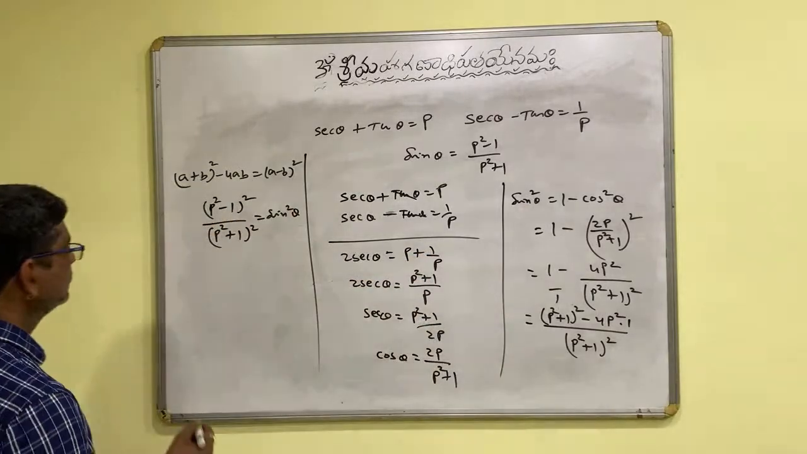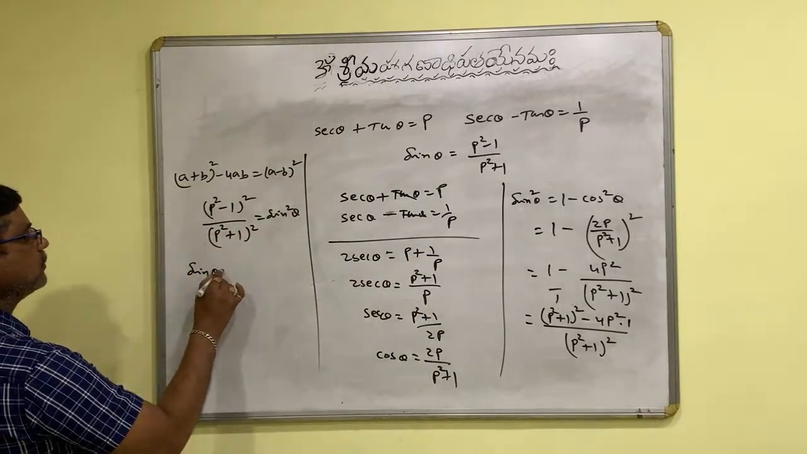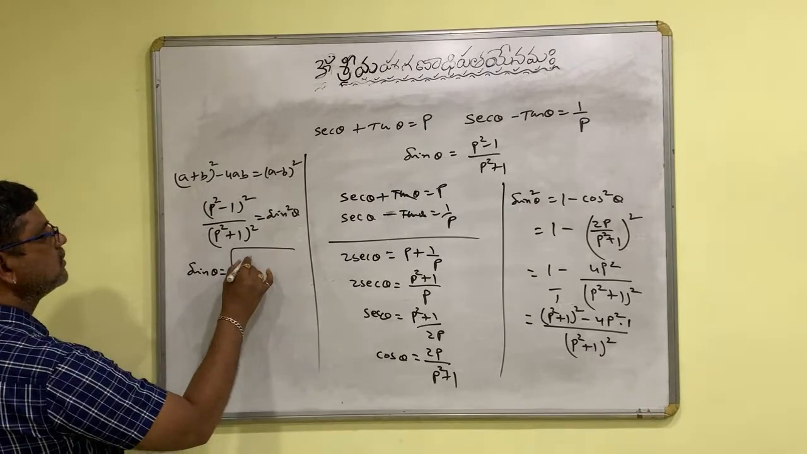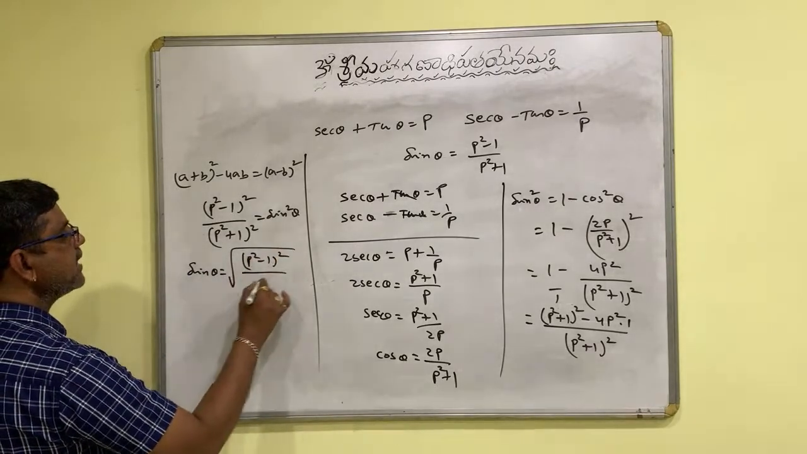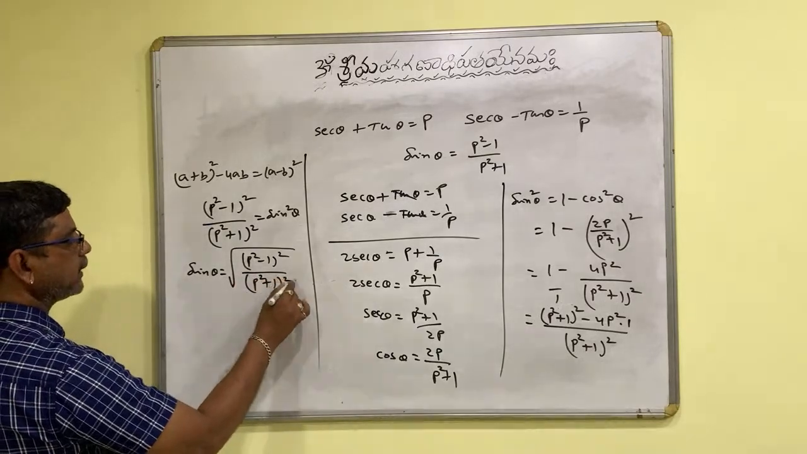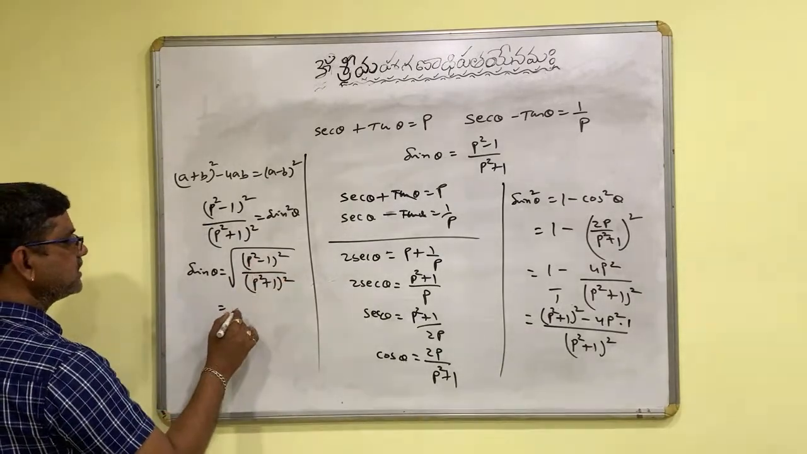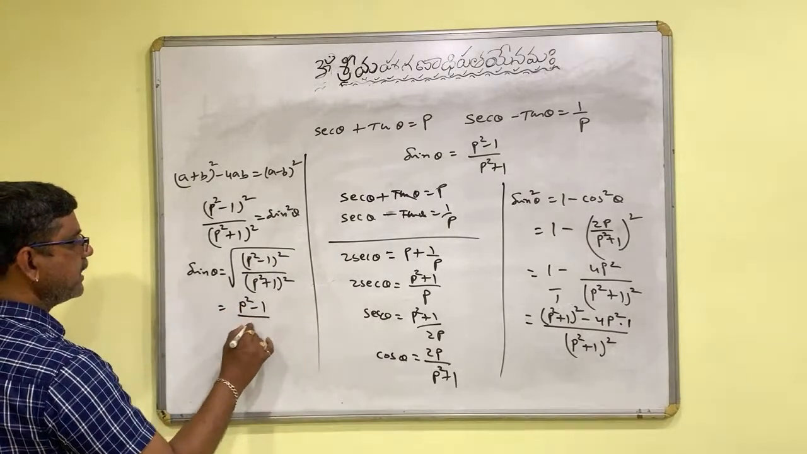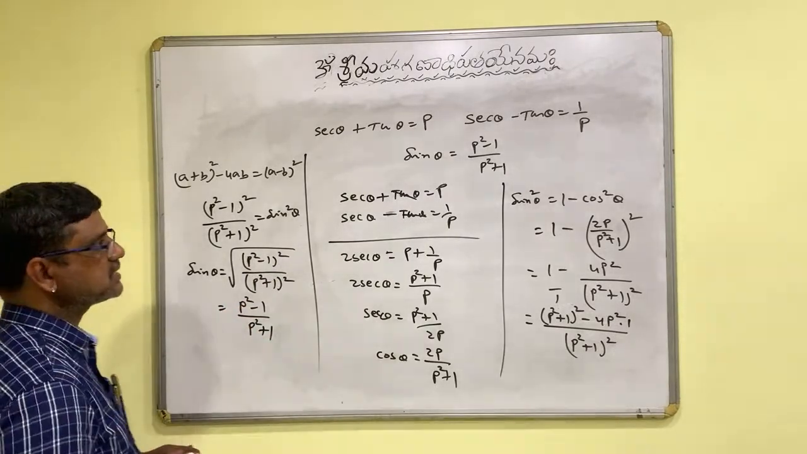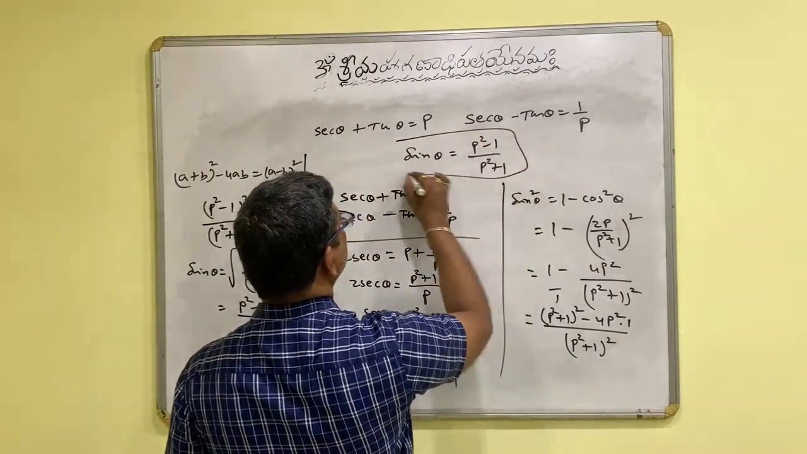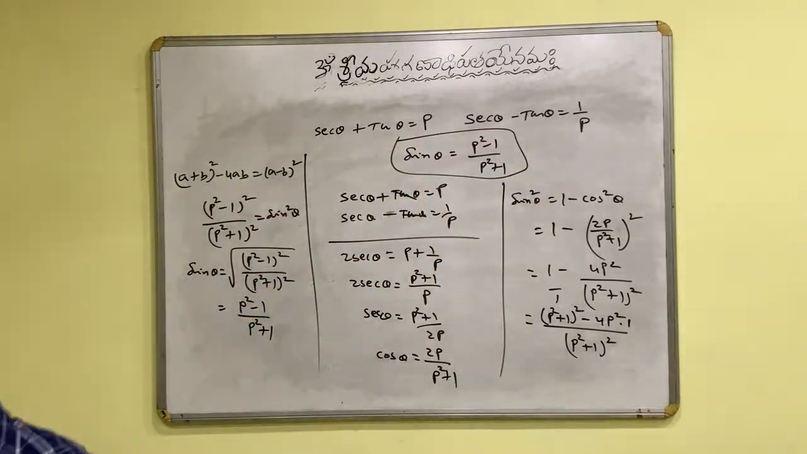Now, sin theta is equal to root over p square minus 1 whole square by p square plus 1 whole square. So square roots get cancelled. What will be remaining? P square minus 1 by p square plus 1 is the result. Is that okay, children? A very good model. This is a very good model. Kindly take a screenshot for this. It's a very good model.